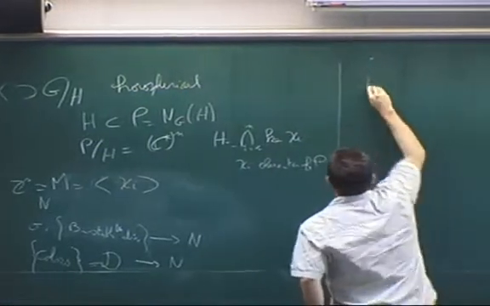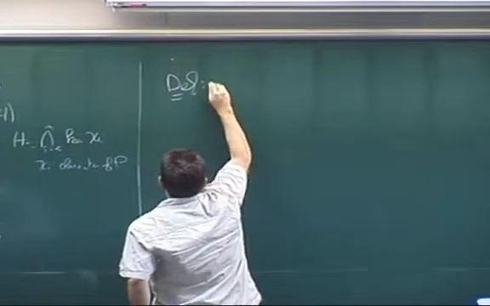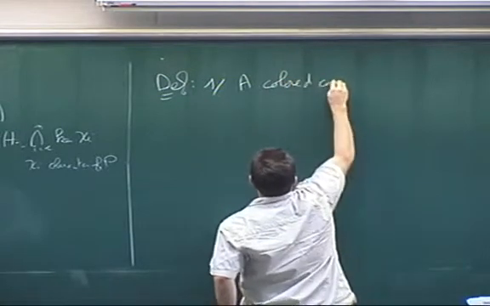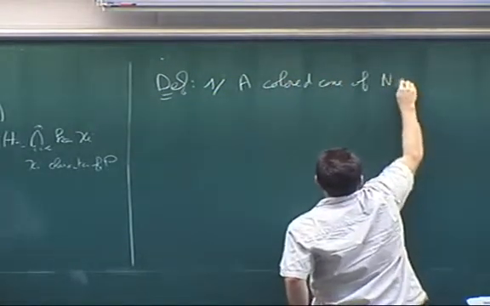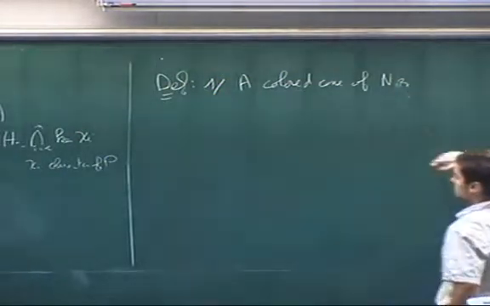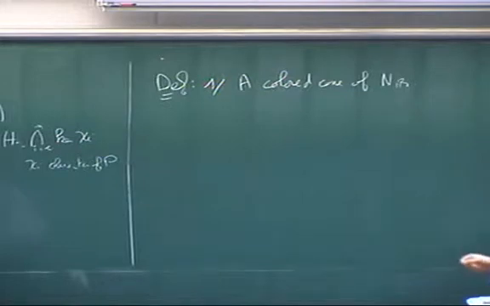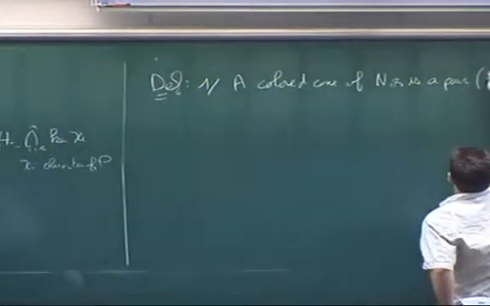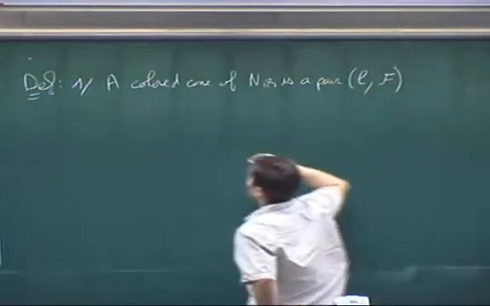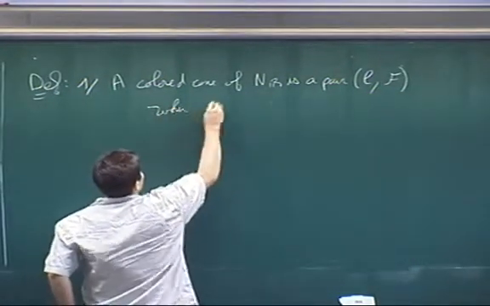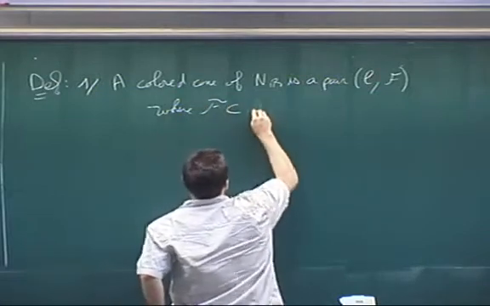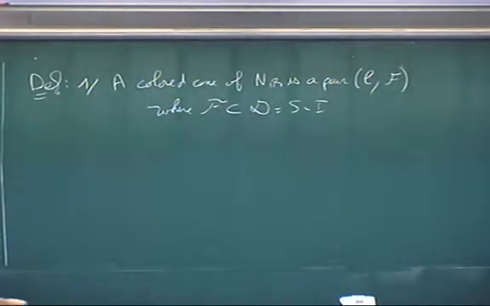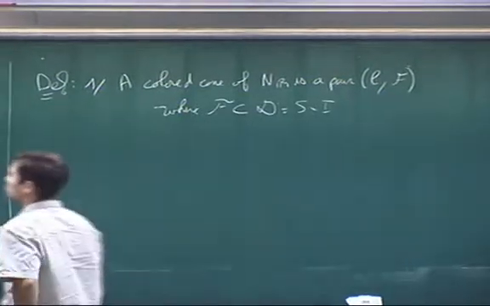So now let me define first a colored cone. Let N_R be the R-space generated by N. So it will be a pair consisting of a cone and some colors F, where F is included in D, which is S minus I in our spherical case. So the colors are parameterized by the simple roots S minus I.